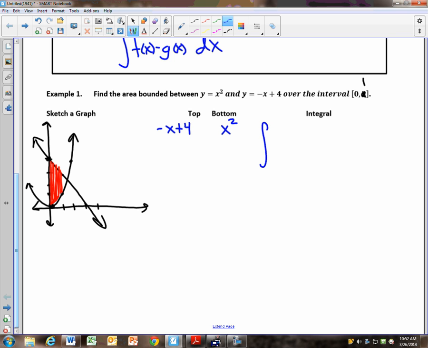So I set up the integral. We do the top function, which is negative x plus 4. And I subtract the bottom function, x squared dx. What are my bounds of integration? 0 to 1. Let's integrate.